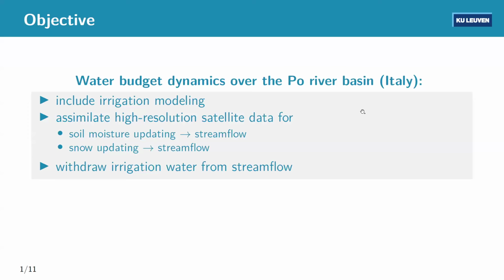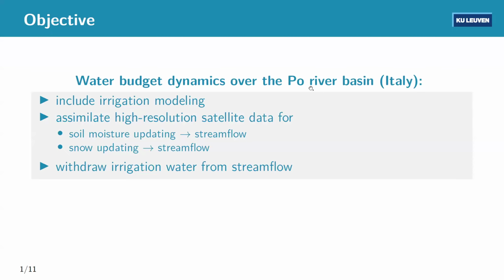All right, so what is our objective? We want to get the water budget dynamics over the entire Po River Basin, and that's particularly challenging because the water budget is not only controlled by natural processes, but there is a heavy human impact here. So we need to model irrigation to get the water budget correct.